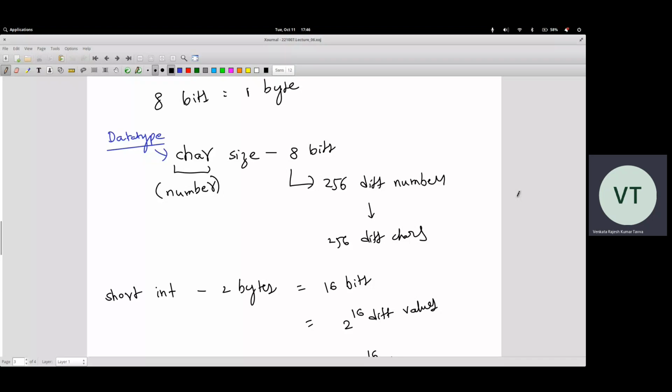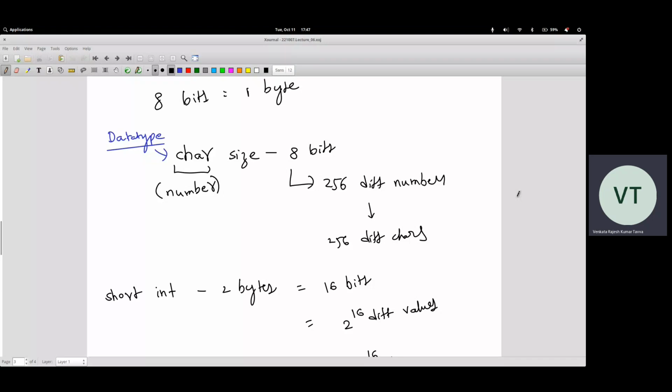But we deal with lakhs, millions, billions, right? So we need larger numbers. For that, the next size we take is 4 bytes. So all the sizes are in powers of 2. The number of bits in a byte is in powers of 2, that is 8 bits. The number of bytes we take is also usually in powers of 2: 1 byte, 2 bytes, 4 bytes, 8 bytes, etc. We don't take 1 byte, 2 bytes, 3 bytes, etc. It is always in powers of 2.